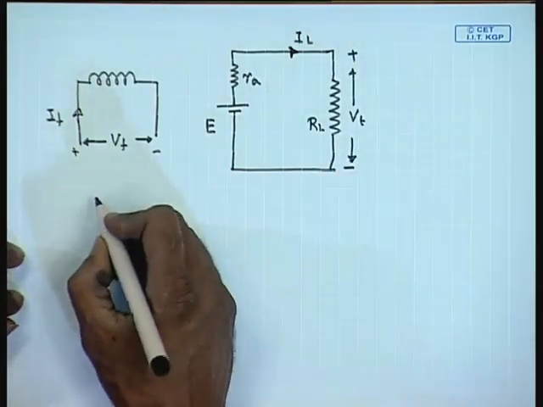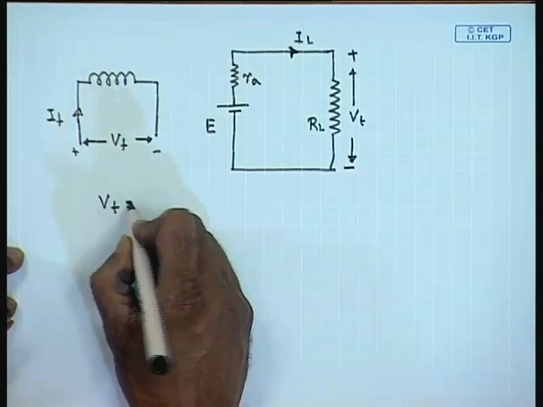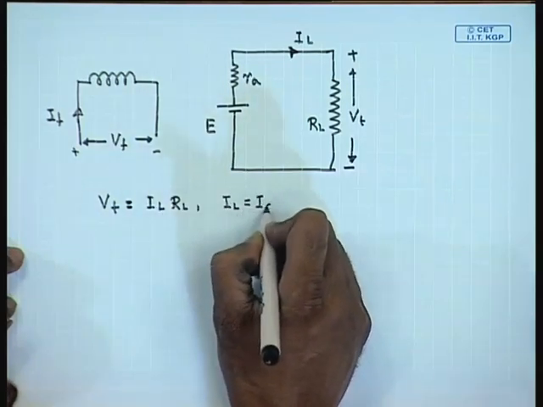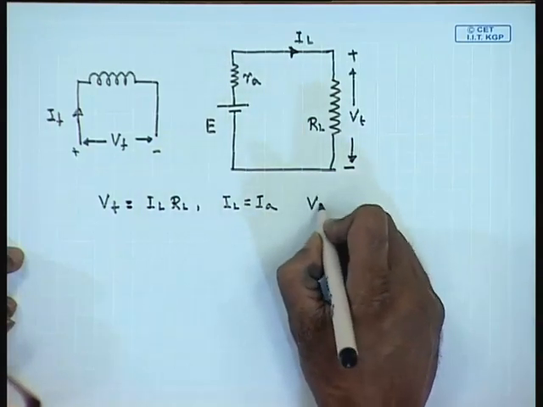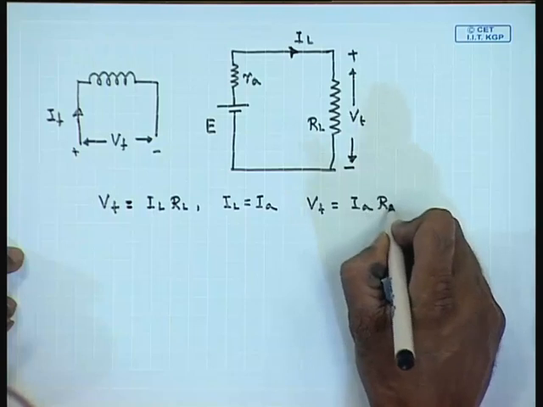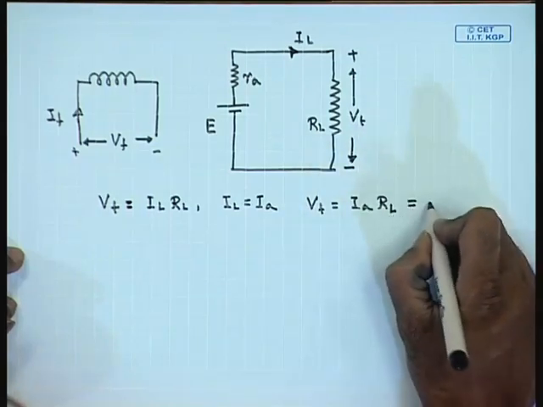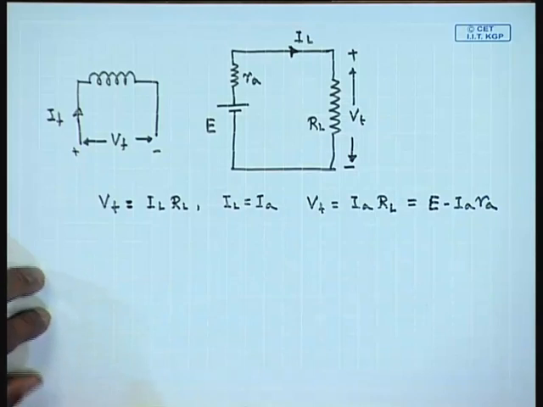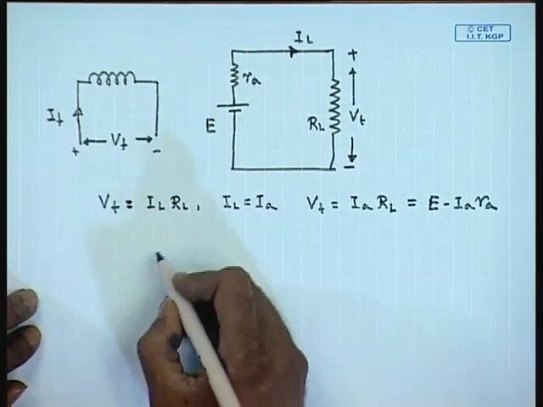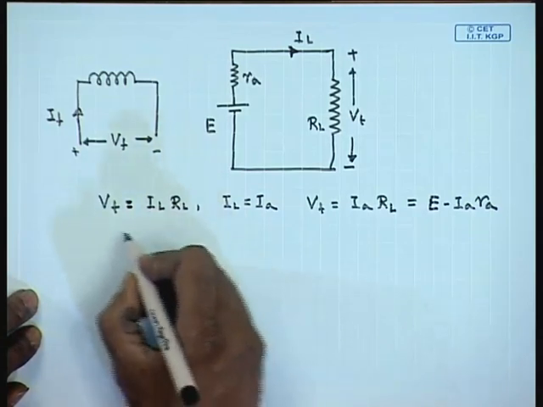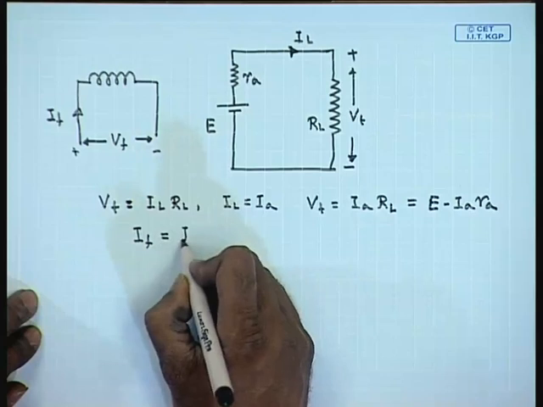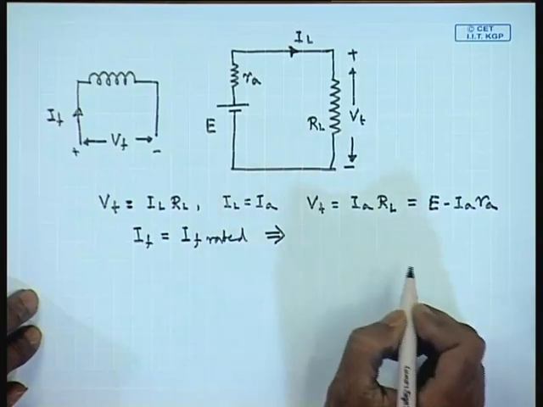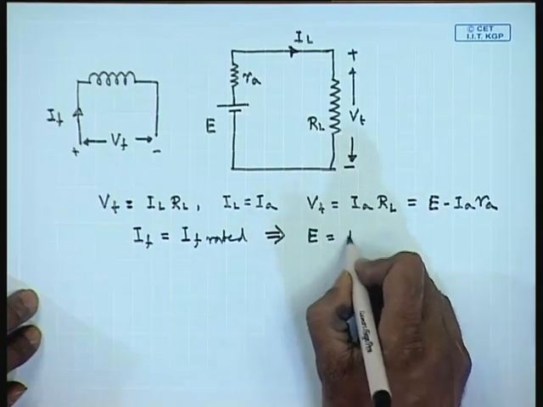From this we can easily say V t equal to I L R L, I L equal to I A, hence V t equal to I A R L. This is also equal to E minus I A R A. Now, this set of equations, if I f equal to constant, would imply that if the machine is operated at constant speed, E equal to constant at E rated.